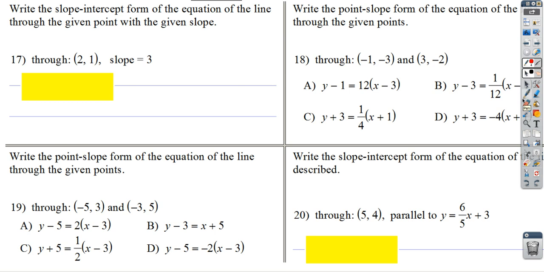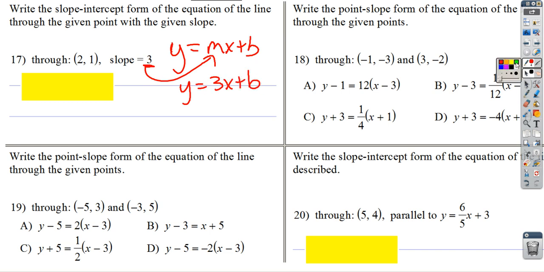Alright, a few more here. So it says write the slope-intercept form. This is almost the same. y equals mx plus b. They're telling us that m is 3, so I'm going to plug in 3 right here. And then they're also telling us a point on this line. They're telling us that x is equal to 2, so I'm going to plug in 2 right there. And then they're also telling us that y at that point is equal to 1, so I'm going to plug in a 1 right there. Okay, and then all we need to do from there is just finish up by solving. So 3 times 2 is 6, and we'll subtract 6 from both sides.